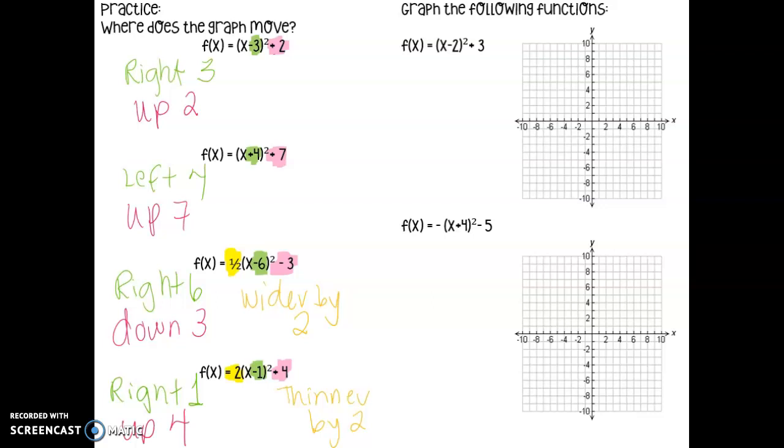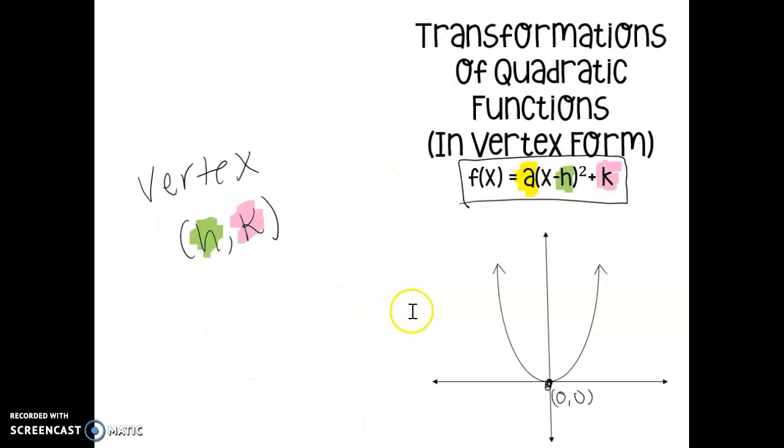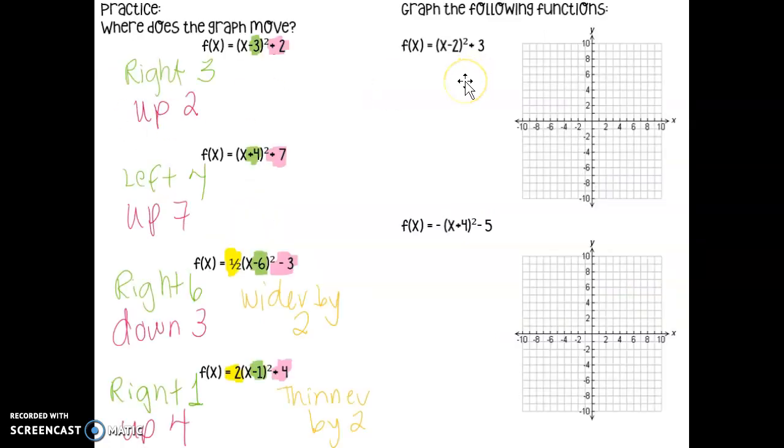So that's just identifying, but now let's look at the graphs of our functions. So again, let's look back. Our original function is a U shape. It starts at (0, 0). How will our graph move? My h value is negative, so I'm going to be moving right 2. And my k value is positive, so I will be moving up 3.